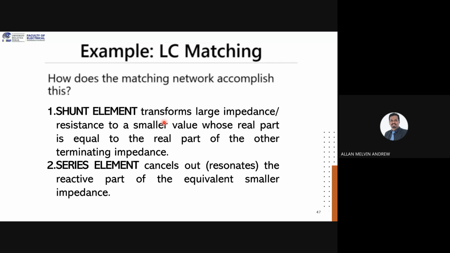Okay, how does the matching network accomplish this? So there are two setups that we can utilize. One is the shunt element. All these are for your understanding. We have a shunt element, which transforms a large impedance resistance to a smaller value whose real part is equal to the real part of the other terminating impedance. So I will explain this later on.